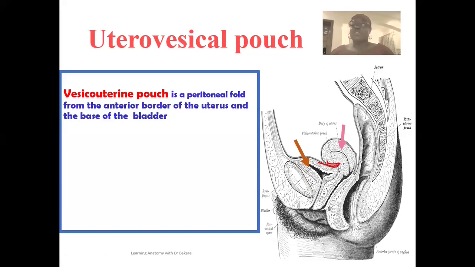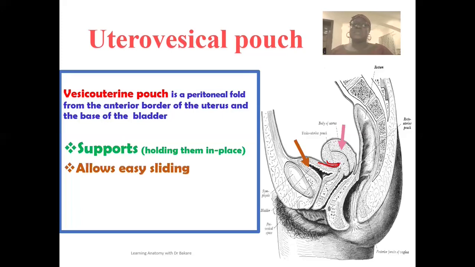And if you delve into the functions of this pouch, considering the pattern by which it runs, it is helping to provide structural support for the uterus and the urinary bladder. And this is where it is helping to put them in place. It is also responsible for enhancing easy movement between these two structures. Because these two structures are located close to each other in females, it allows for easy sliding between the uterus and the urinary bladder. And this is where it is helping to reduce friction between these two organs. So these are the functions of the uterovesical pouch or the vesico-uterine pouch.